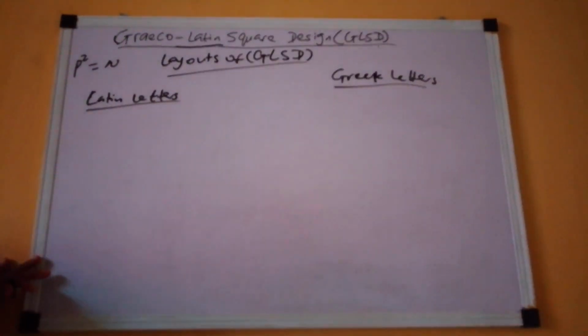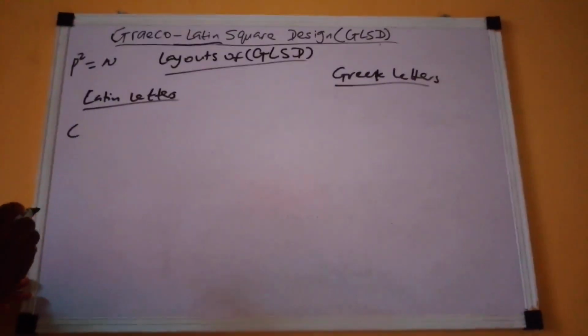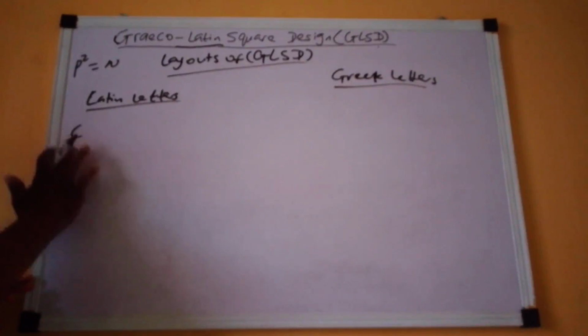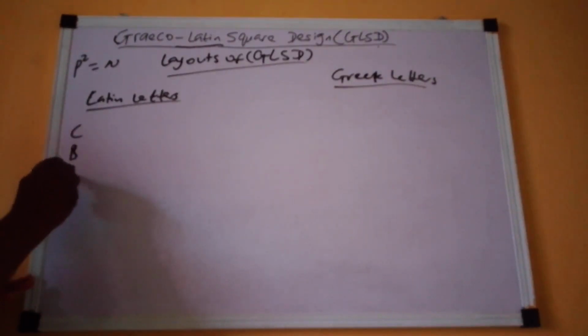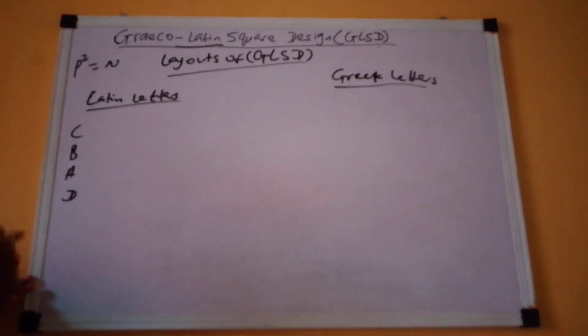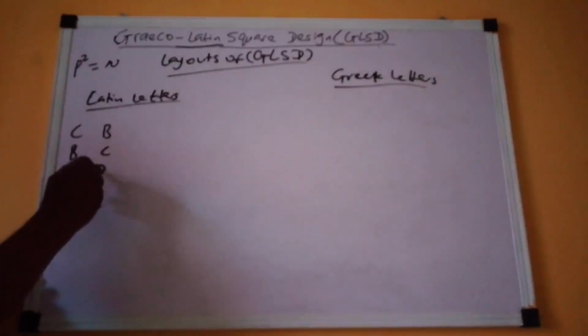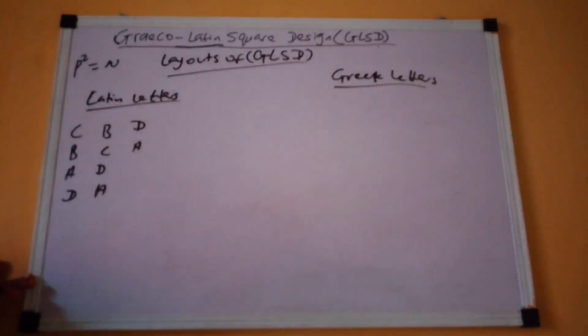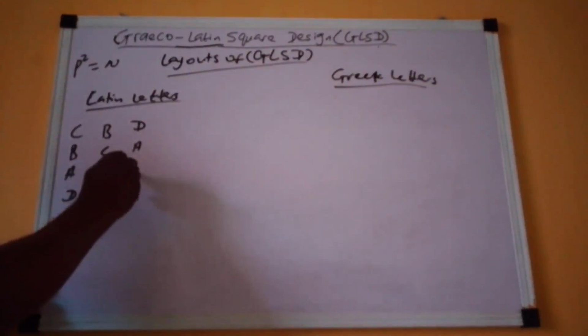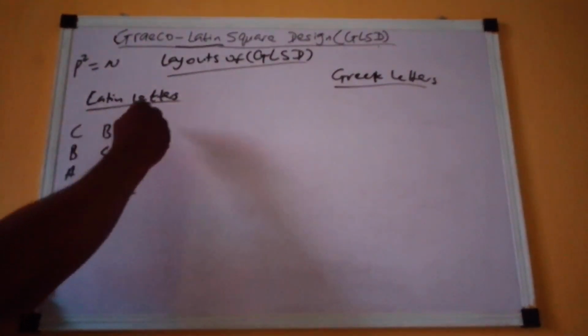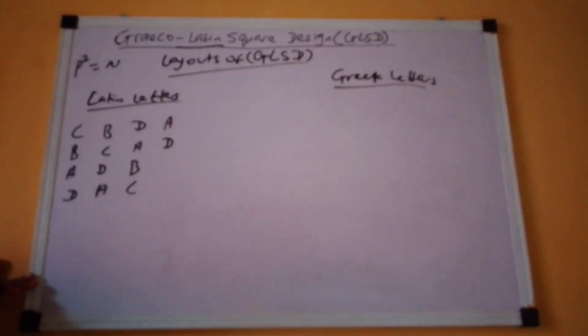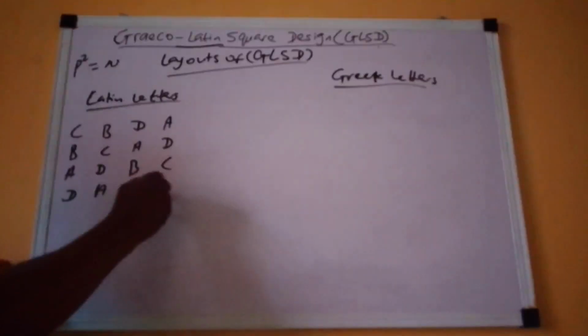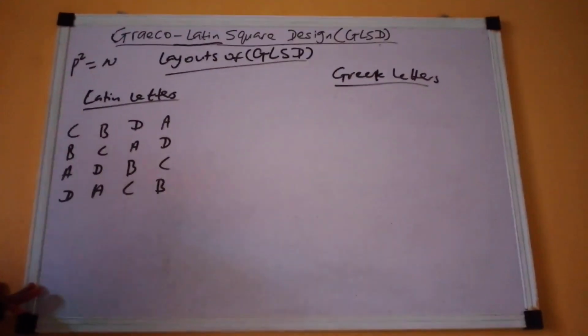Now for the Latin letters, we are going to have C, B, A, D. We have B, C, D, A. We have D, A, B, C, and we have A, D, C, B. These are the Latin letters.